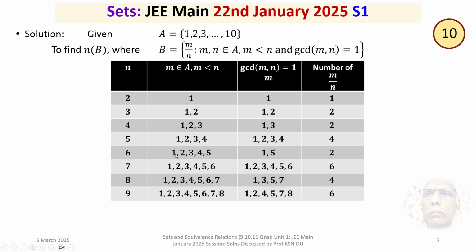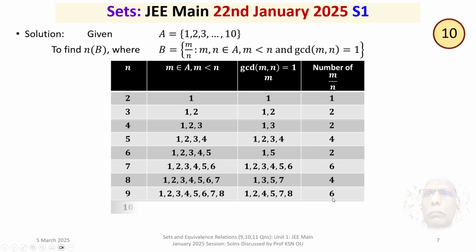n is 9. We get 1, 2, 3, 4, 5, 6, 7, 8. In this, GCD of 9 and 3 is 3. They are not relatively prime. 9 and 6, the GCD is 3. They are not relatively prime. Therefore, the remaining are 1, 2, 4, 5, 7, 8. Right. How many? These are 6.